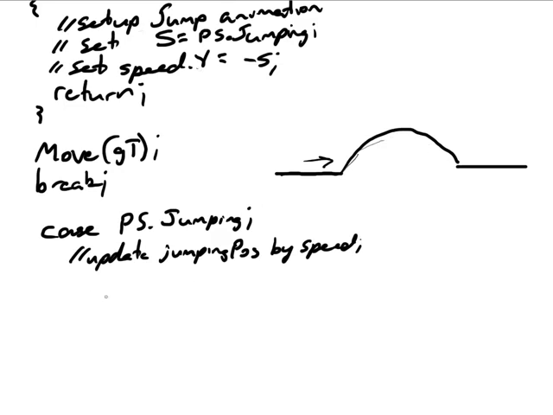We'd better update the jumping pos and the speed, and then we'd better slow down our speed a little bit. So speed.y plus equal to 0.3. I think I'll probably use that for my gravity. That way, as we're going up our speed gets slower, and as we're coming down our speed gets faster, so that we've got gravity looking like it's taking control of things. And then we check if we've gone too low.